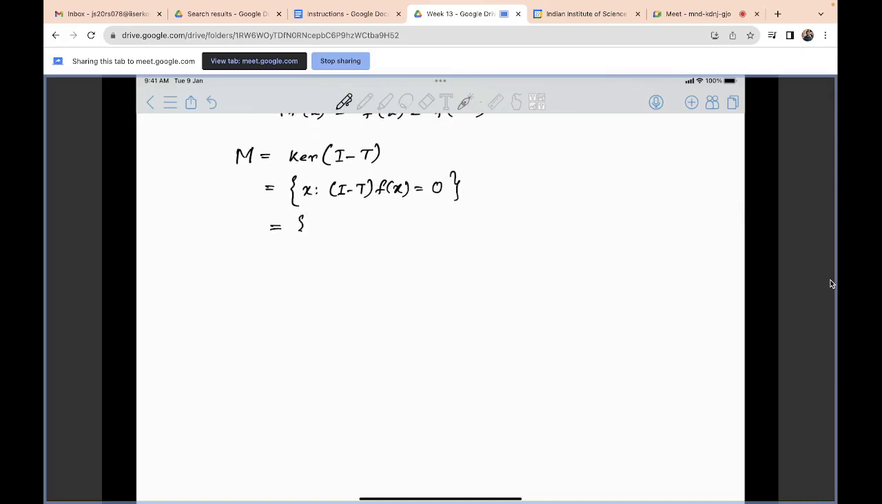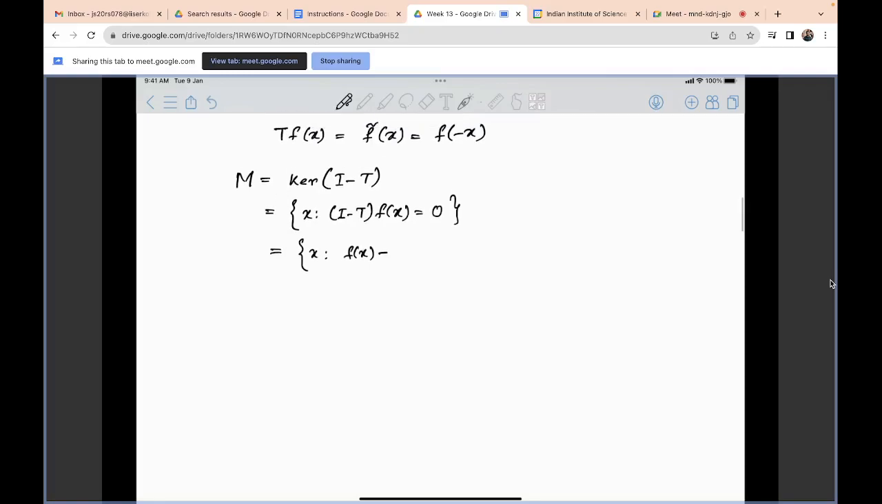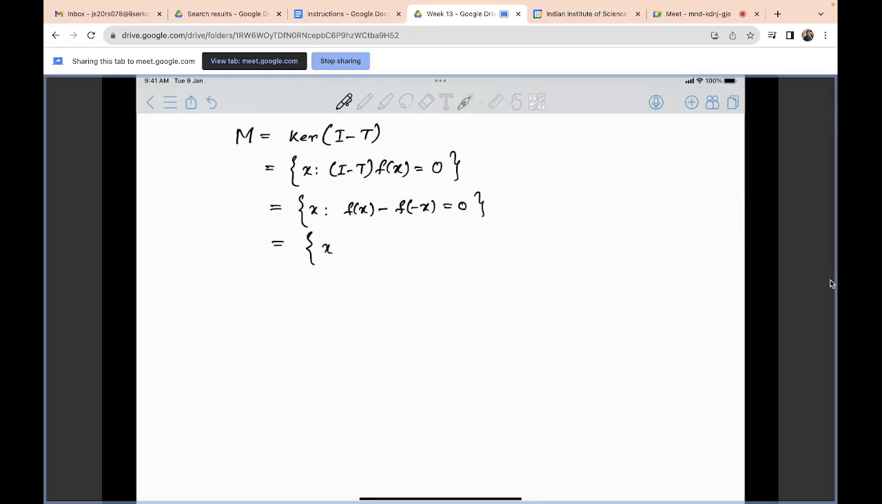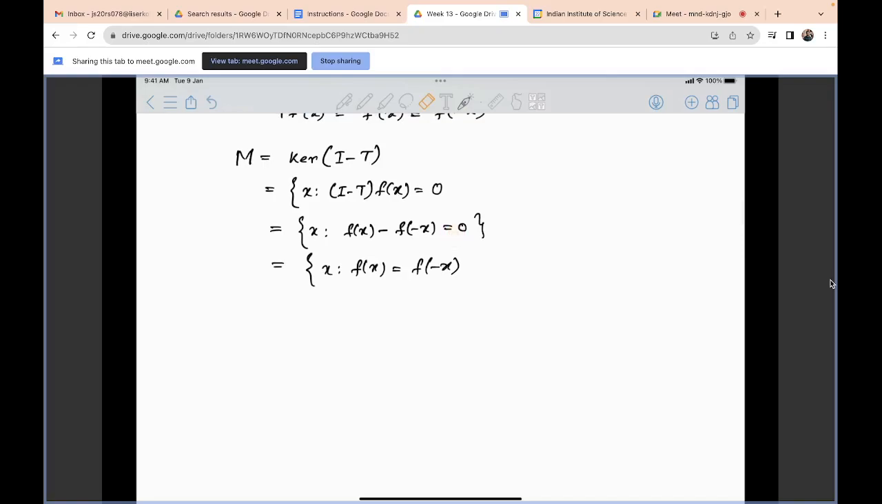So if you just write it down, this means f of x minus T of f of x. What is T of f of x? It is f of minus x, because T of f of x is f of minus x. This is 0, which is the same as all such f such that f of x equals f of minus x, for all x, where f is in L2 of minus 1 comma 1.